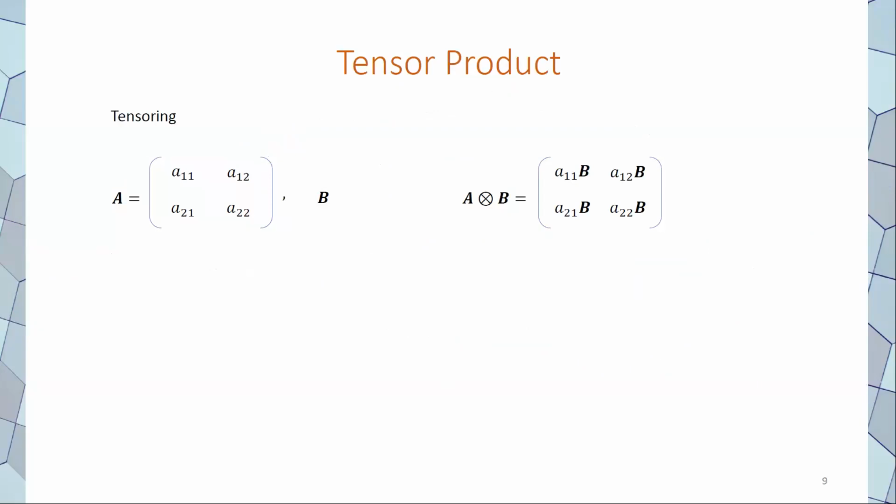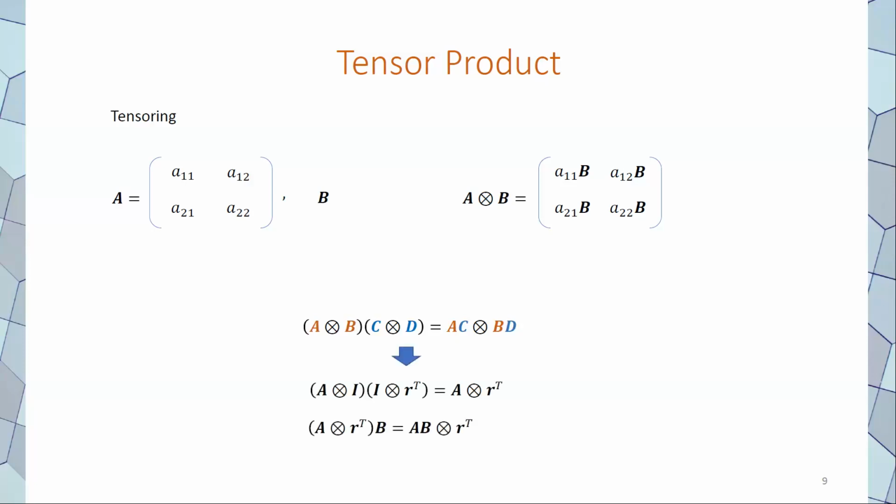So, a very quick review of tensor products. Given two matrices A and B, tensoring basically multiplies each element of matrix A with matrix B. And we use the following relation. (A tensor B) times (C tensor D) basically gives us AC tensor BD. And this implies the following: (A tensor I) times (I tensor R transpose). So if you want to get A tensor R transpose, we can get it like this. And similarly, the second relation, (A tensor R) times B gives us AB tensor R.